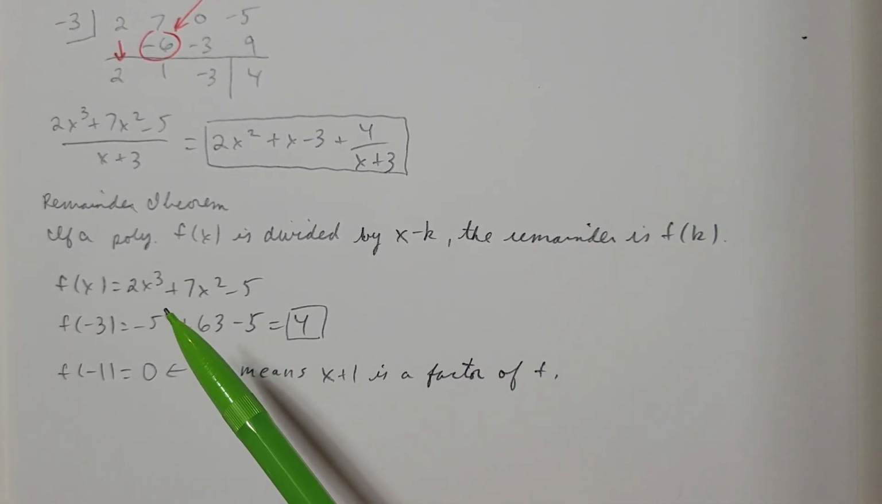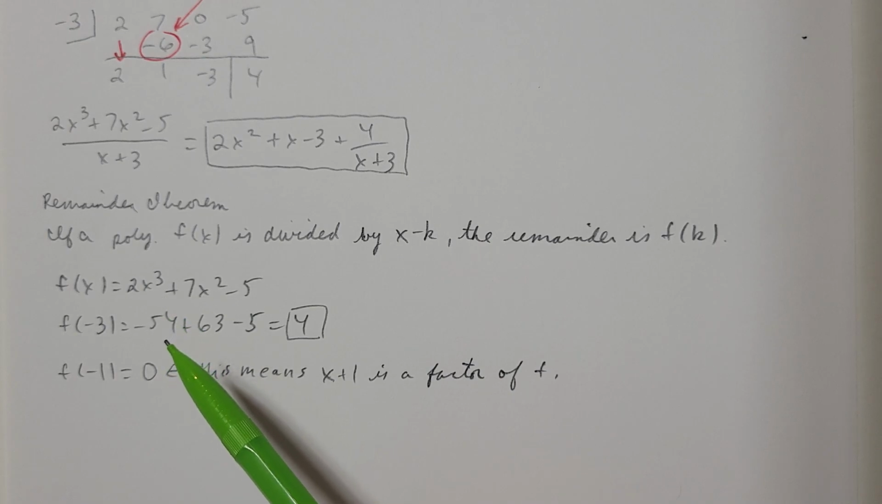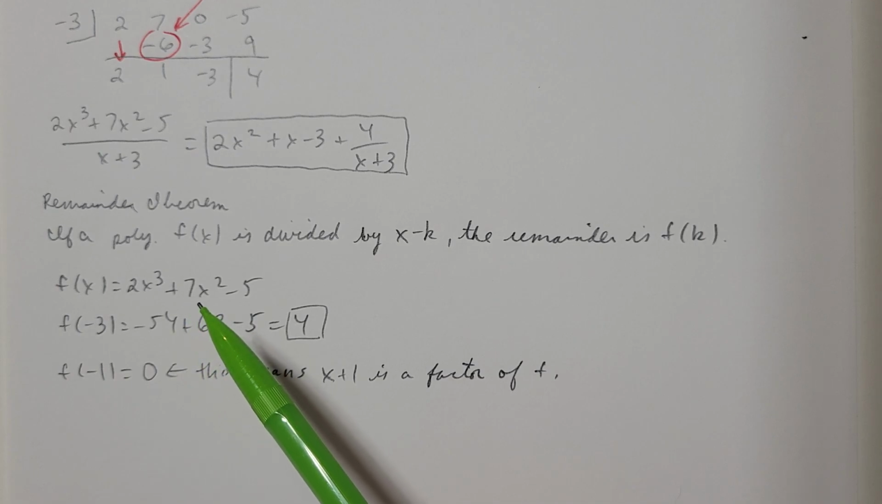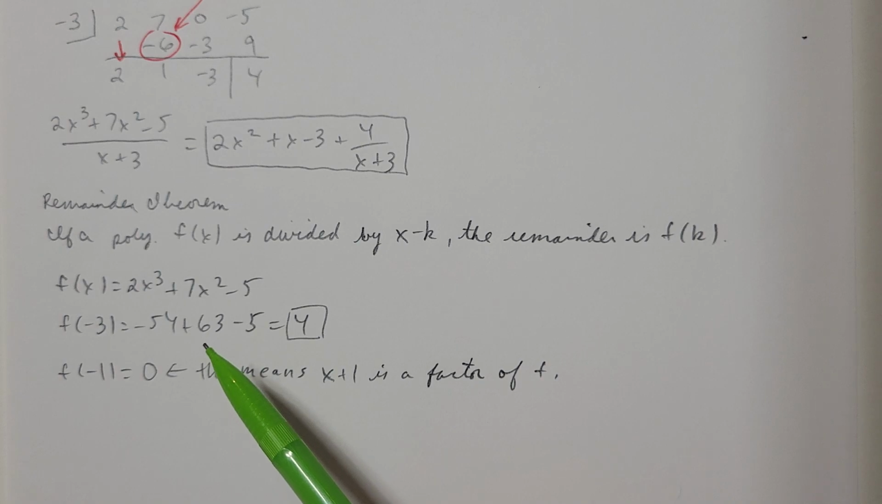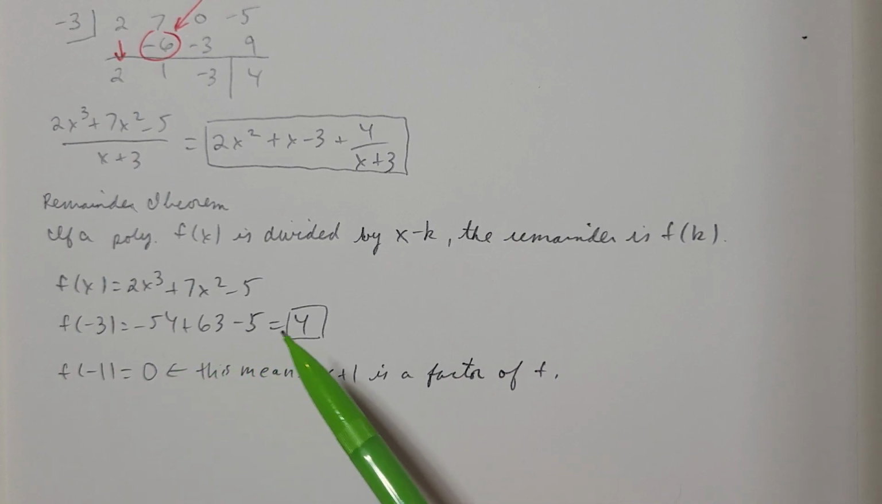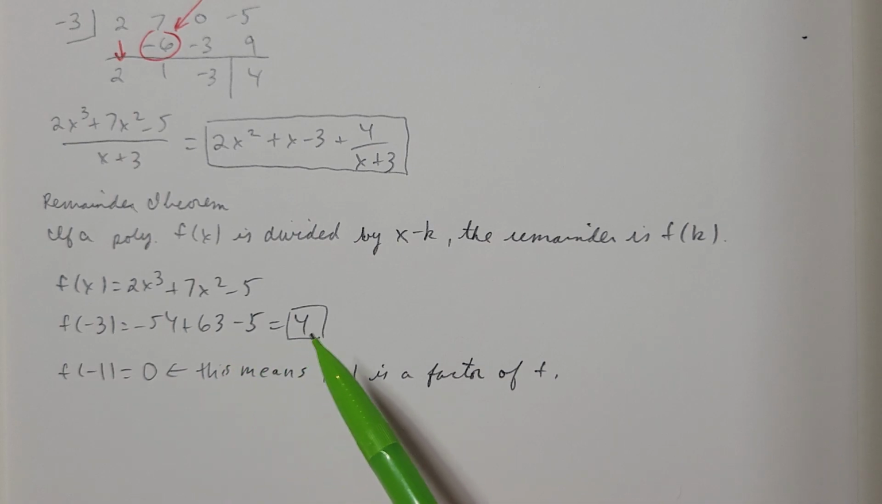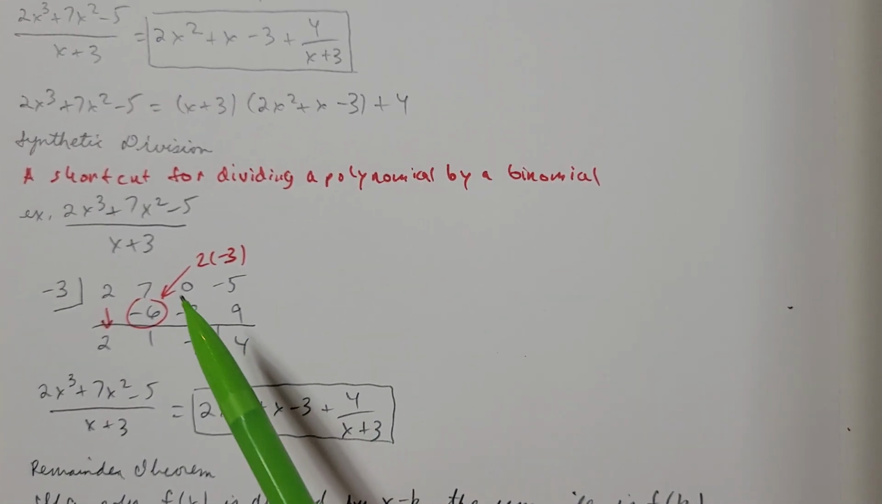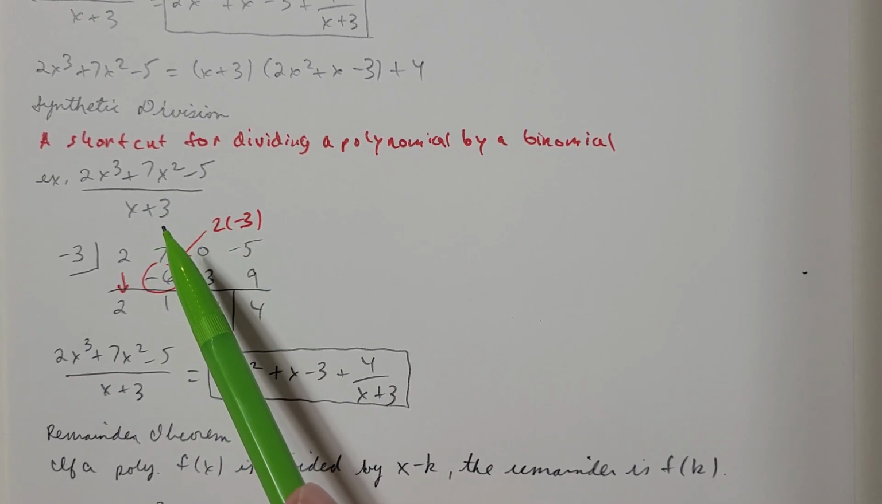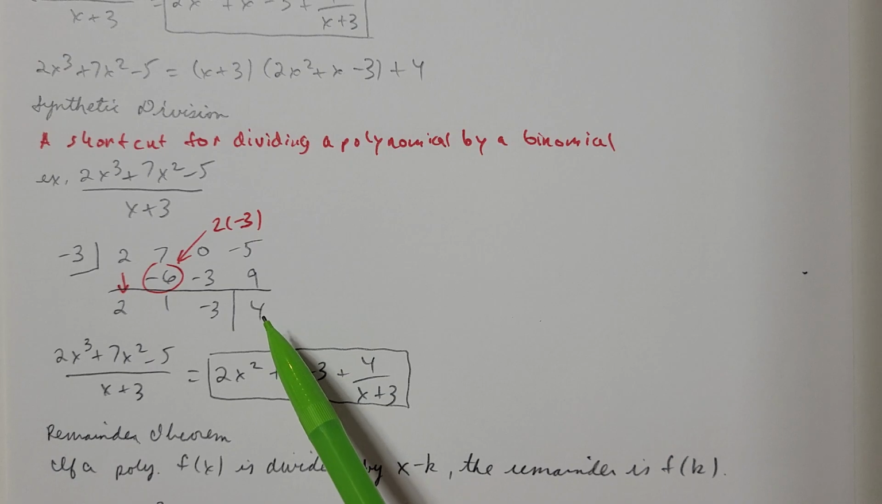So negative 3 cubed is negative 27, times 2 is negative 54, plus 7 times negative 3 squared is 9, 7 times 9 is 63. Negative 54 plus 63 is 9. And 9 minus 5 is 4. Okay, so 4 would be the remainder if we had divided 2x cubed plus 7x squared minus 5 by x plus 3. We did that, right? And here's 4 is the remainder.